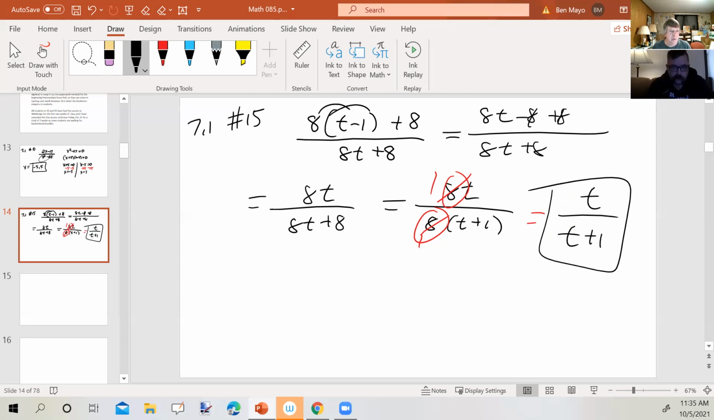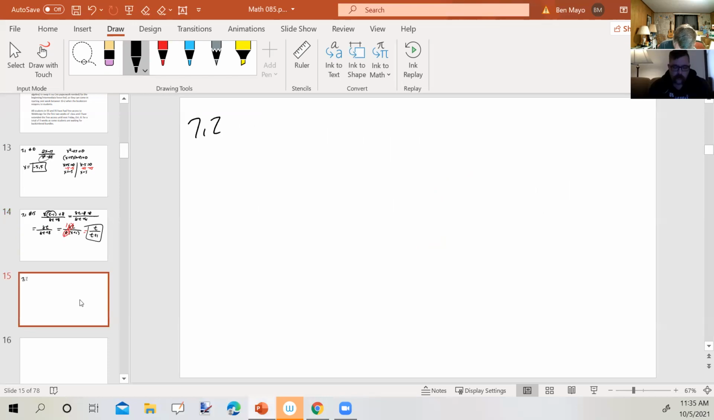Okay, give me just a minute here to find, let's see here. Now we're going to look at some from section 7.2. Let's see here. We want 7.2, number 11.